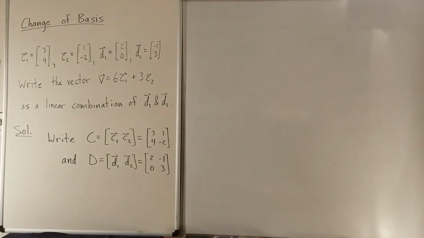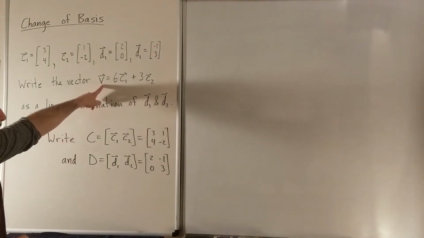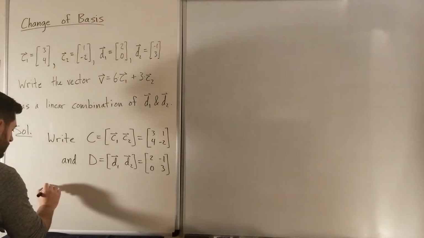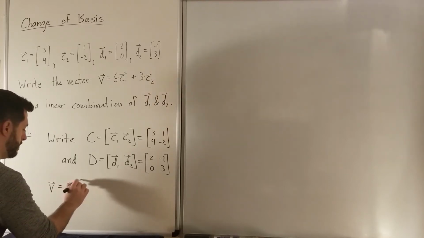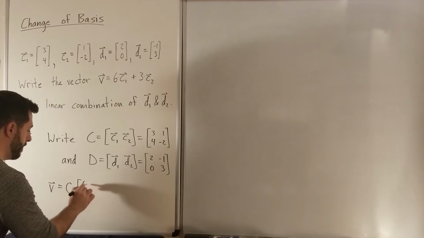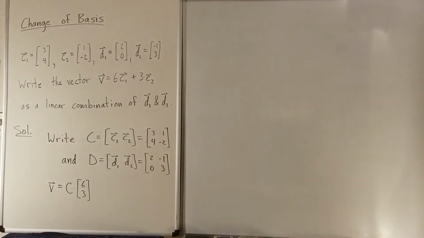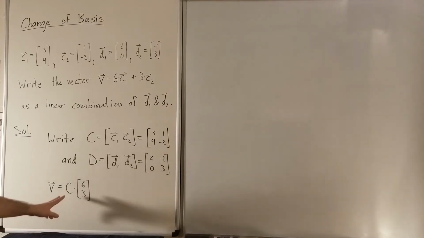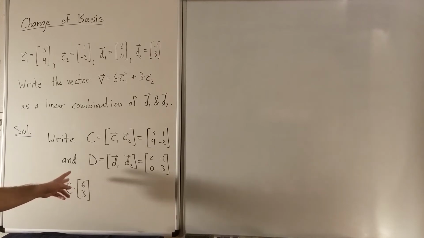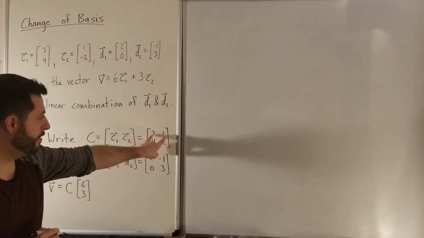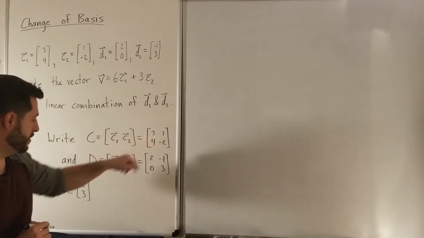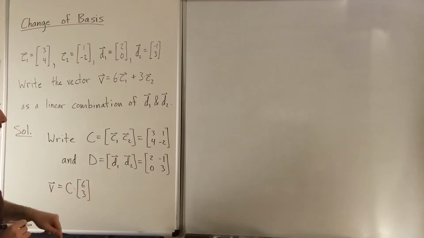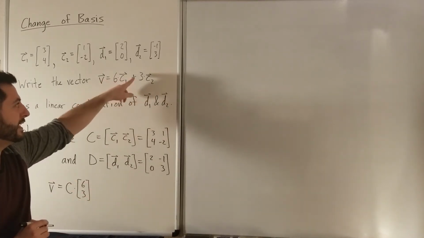Alright, once I have this, then I can rewrite V as C times the vector 6, 3. Alright, so hopefully this is clear, but if it isn't, just think about the way matrix multiplication works. We're doing 3, 1, so we're doing 3 times 6 plus 1 times 3 to get the top entry, and that's exactly how we get the top entry in the standard basis for V up here.